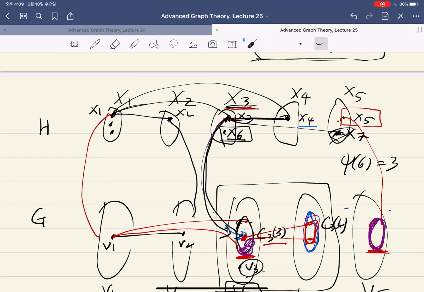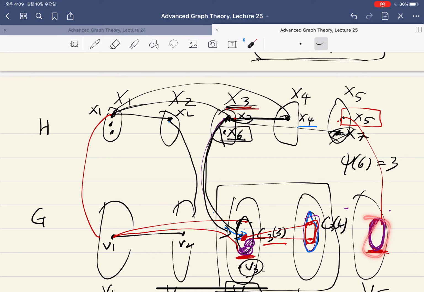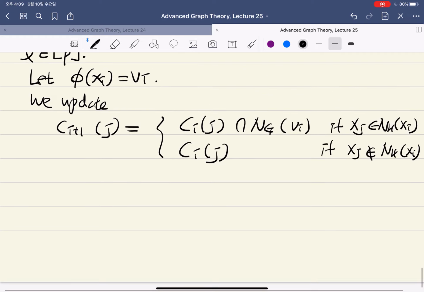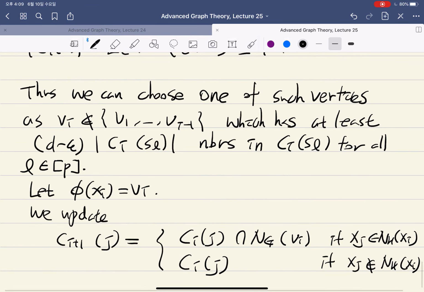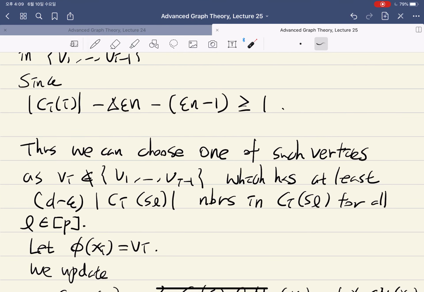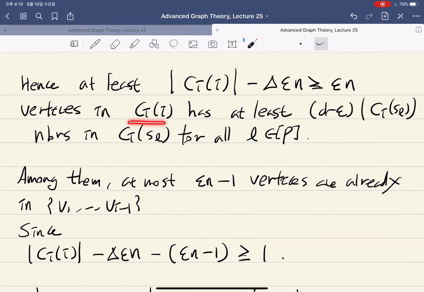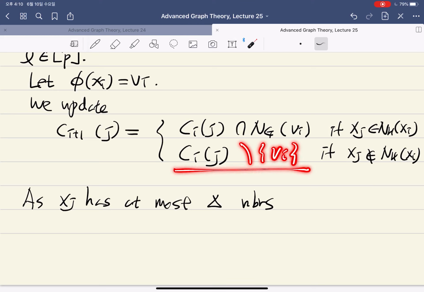But how many times does it shrink? Every time its neighbor is embedded, it shrinks. So it shrinks at most delta times, because x_j has maximum degree at most delta. One thing to notice is that here we could have deleted v_i from this candidate set, but this is not really necessary, because when we choose the next vertex from this candidate set, we exclude the previously embedded vertices. So even if we don't delete v_i here, we can still make the embedding map injective. So we just keep it here.